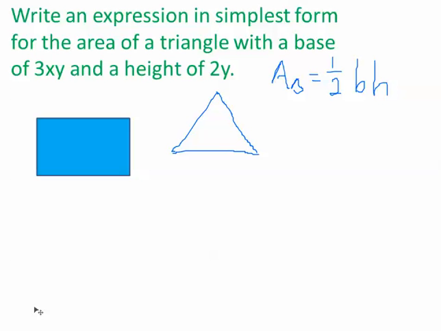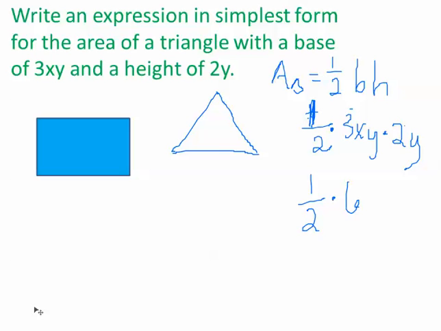We know that our base is 3xy. We know our height is 2y. And we know that 1/2 goes in front of it because of the formula. So I need 1/2. I need 3 times 2 is 6. I have an x, and I have a y here and a y here, so I have y squared. Half of 6 is 3. Not bad, right? 3x y squared.